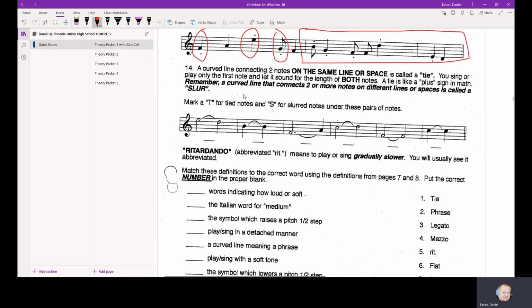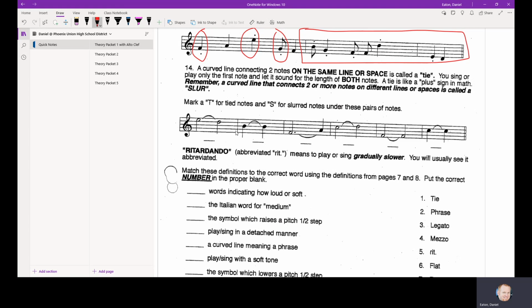A curved line connecting two notes on the same line or space is called a tie. You sing or play only the first note and let it sound for the length of both notes. A tie is like a plus sign in math. Remember, a curved line that connects two or more notes on different lines or spaces is called a slur. Mark T for tied notes and an S for slurred notes under these pairs of notes, okay?